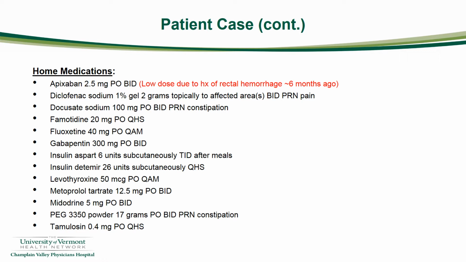He's got diclofenac gel as needed. He takes a bowel regimen consisting of docusate as needed, as well as Miralax. He's on famotidine once a day, fluoxetine 40, gabapentin 300 BID for his peripheral neuropathy. He's insulin dependent. You can see he's on 26 units of detemir at bedtime, along with 6 units 3 times a day for his mealtime coverage with aspart. Takes levothyroxine 50 micrograms in the morning. He's on metoprolol tartrate 12.5 milligrams twice a day, midodrine 5 milligrams twice a day, as well as tamsulosin at bedtime.